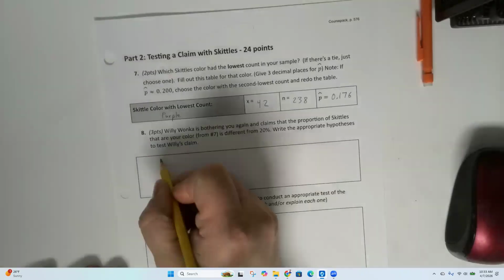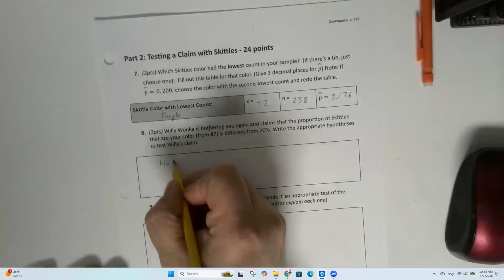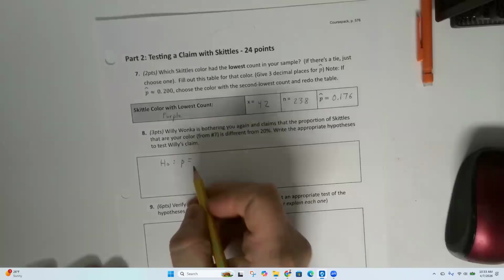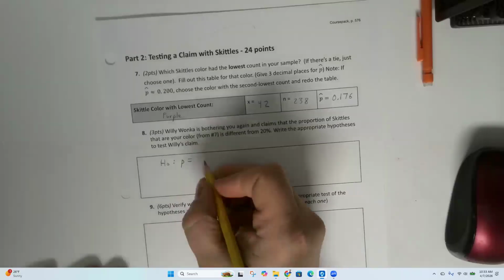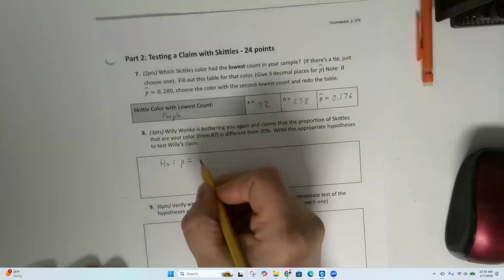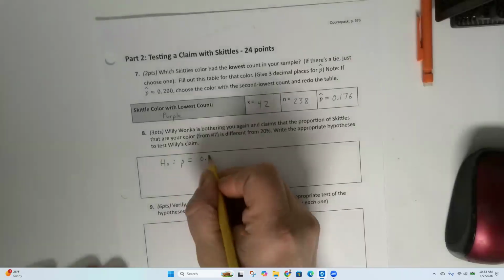So our null hypothesis here is that P equals, it's always equals for the null hypothesis, P equals 20%. 1 divided by 5, 1/5 is 20%. So 0.20. Okay.